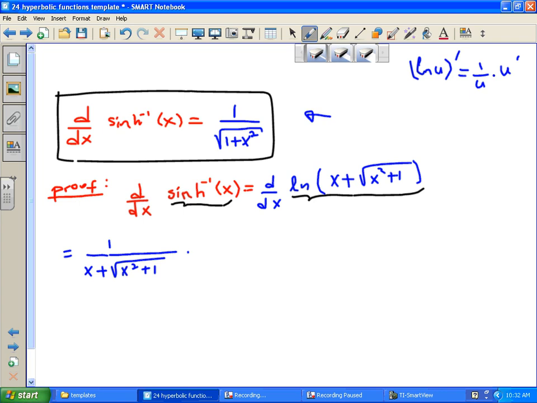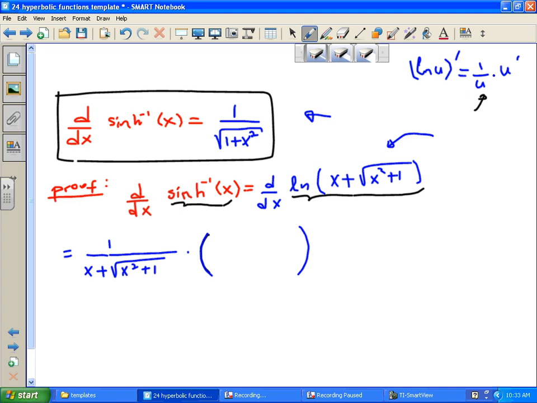To differentiate anything that has a natural log in it, we're using this rule, 1 over u times u prime, right? If you have natural log of u, the derivative is 1 over u times u prime. So far, I have the 1 over u part. Okay, but what should I write for the u prime part? This is going to be a little bit messy now. What is u prime going to be? What is the derivative of this inside part going to be?